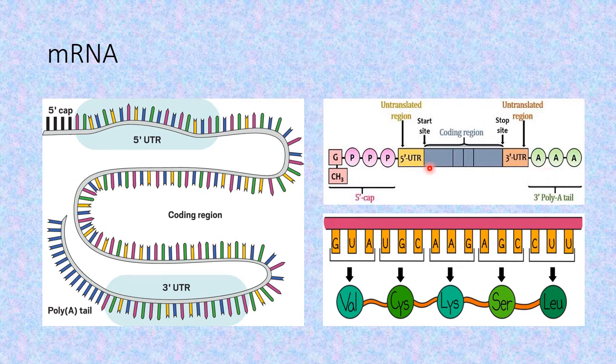Now, we know that the coding region starts with the start site and at the end is the stop site. Now these start site and the stop site are basically defined by the codons that initiate the process of translation and ultimately indicate the termination of this process of translation.